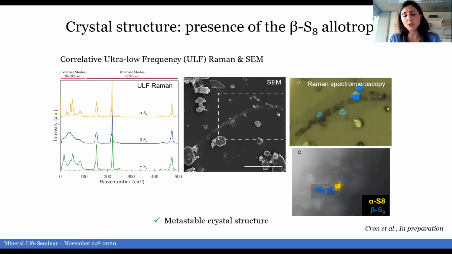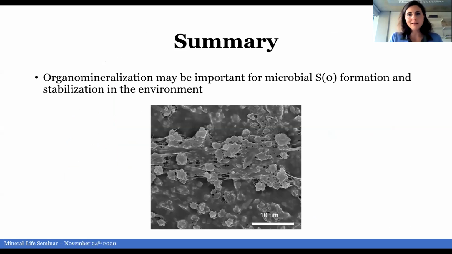And finally, we can use again this Raman spectroscopy method to determine the crystal structure. And here we found beta sulfur, which is one of the metastable allotropes. So very good. We're kind of confirming our prediction. And this strongly suggests that organomineralization may be an important process for the formation and stabilization of microbial extracellular sulfur in the environment.